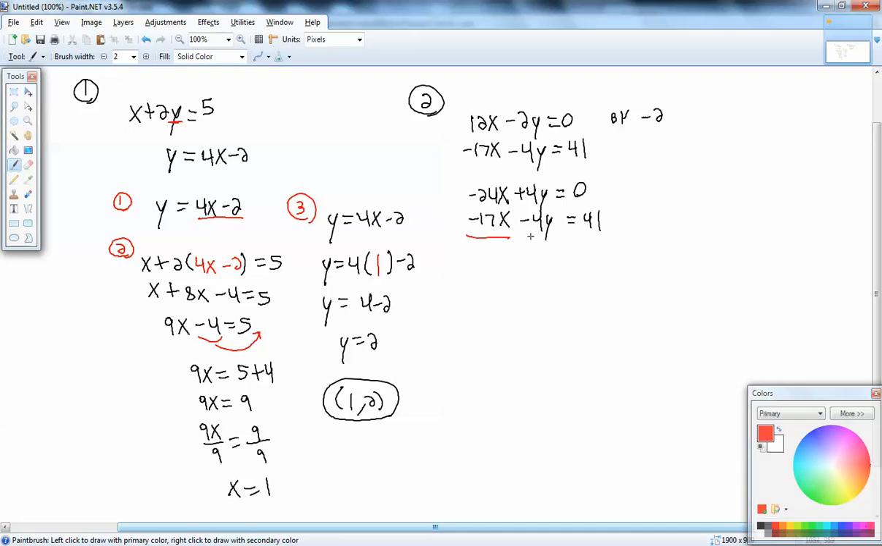Okay, now we're ready to add them. Negative 24x, negative 17x gives us negative 41x. 4y minus 4y goes away. And 0 plus 41 is 41. And then notice our y's are eliminated. That was our goal. So we're going to solve for x. So we'll divide both sides by the number in front of our x, which is negative 41. And we get x equals 41 divided by negative 41 is negative 1.